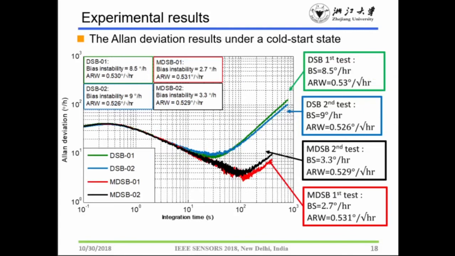This is the Allan deviation analysis results for 4 groups of data. As you can see, the angle random walk stays the same for these 4 groups of data, but the bias instability is substantially improved by about 3 times. This is mainly due to the more accurate amplitude and phase information we gain.